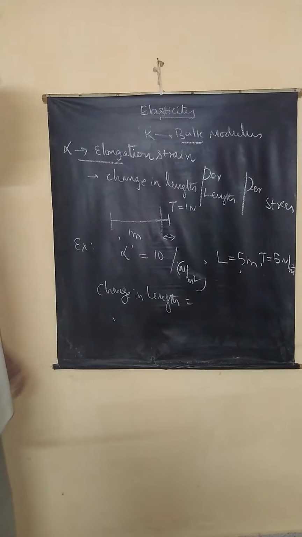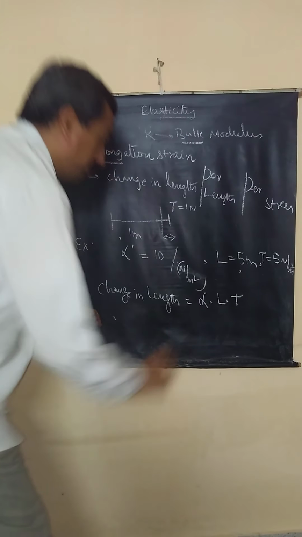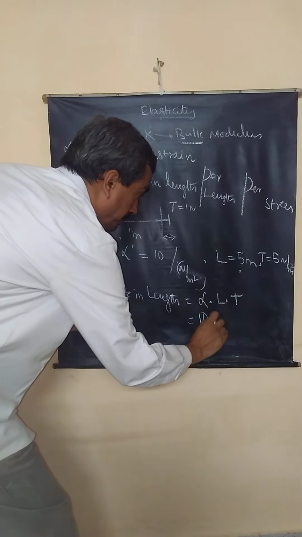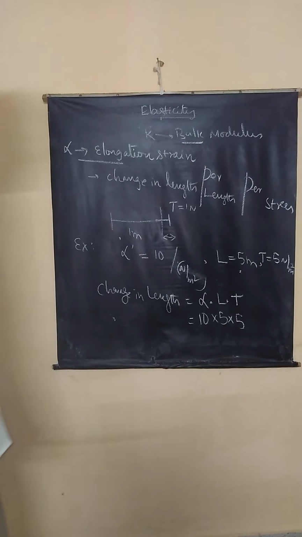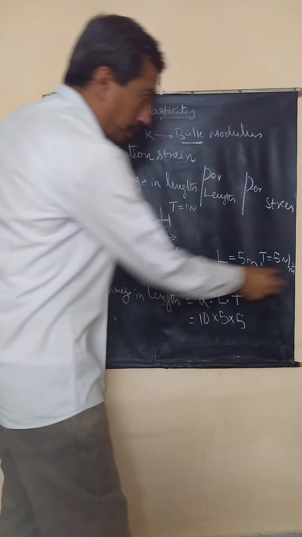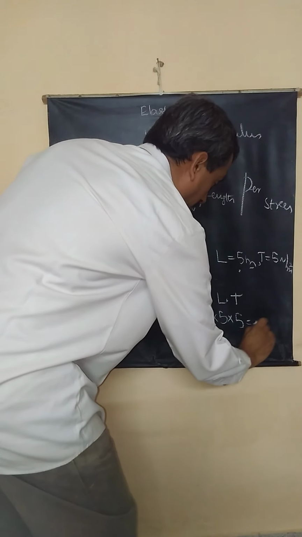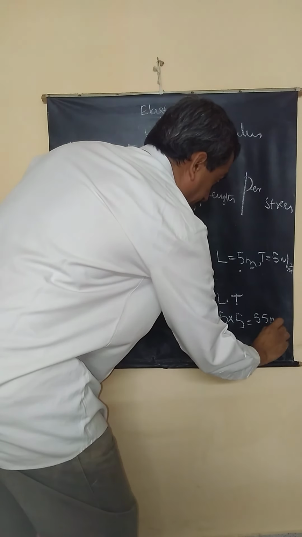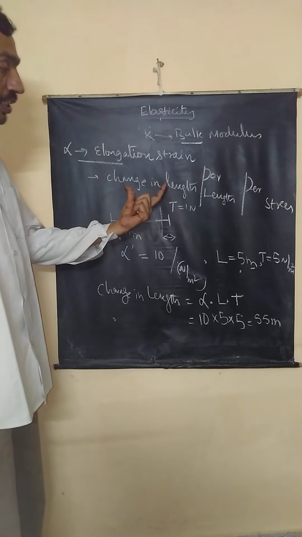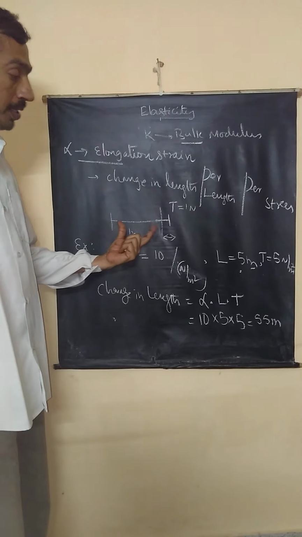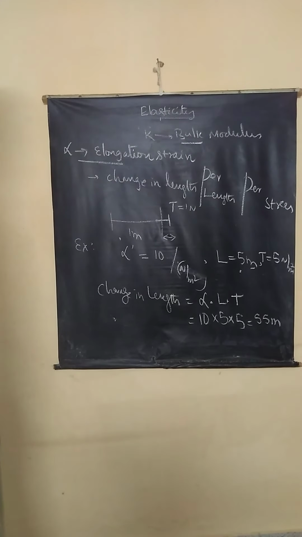Change in length is alpha into given length into stress applied. Alpha is 10 into 5 meters into 5 Newton per meter square. This Newton per meter square will cancel, so you will only have meters. So it will be 250 meters. Please try to understand this. Change in the length of the material per unit length per unit stress is elongation strain.